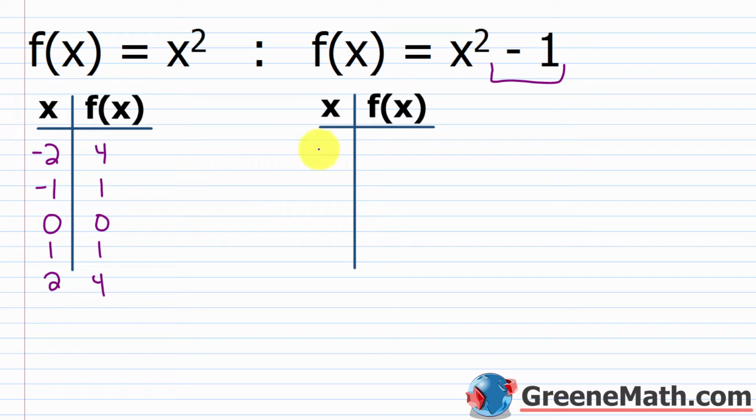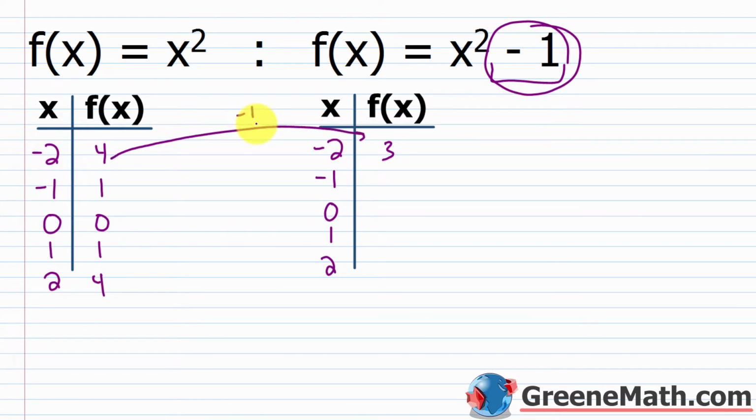I can copy this, so negative 2, negative 1, 0, 1, and 2. All I'm going to do is take these y values and I'm going to decrease them by 1. Because I'm plugging it into the same thing. The only difference is that minus 1 at the end. So I plug in a negative 2, I square it, I get 4. I take away 1, I get 3. So this is 1 less, so minus 1. This right here wouldn't be 1, it would be 0. 1 less. This 0 would be negative 1. This 1 would be 0. And this 4 would be 3.